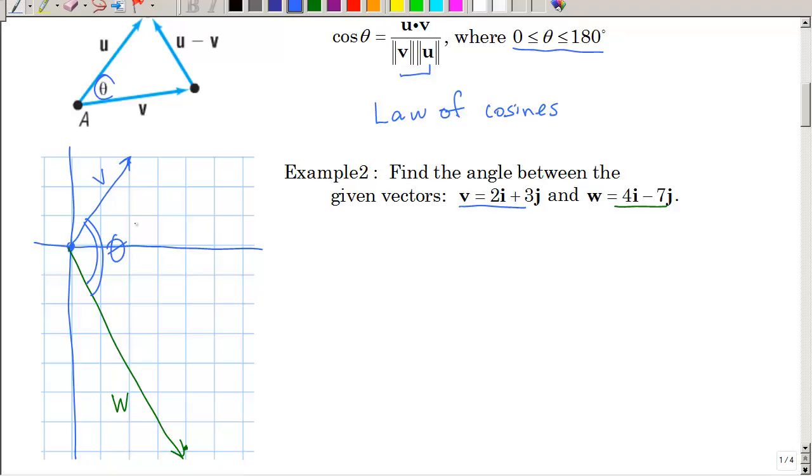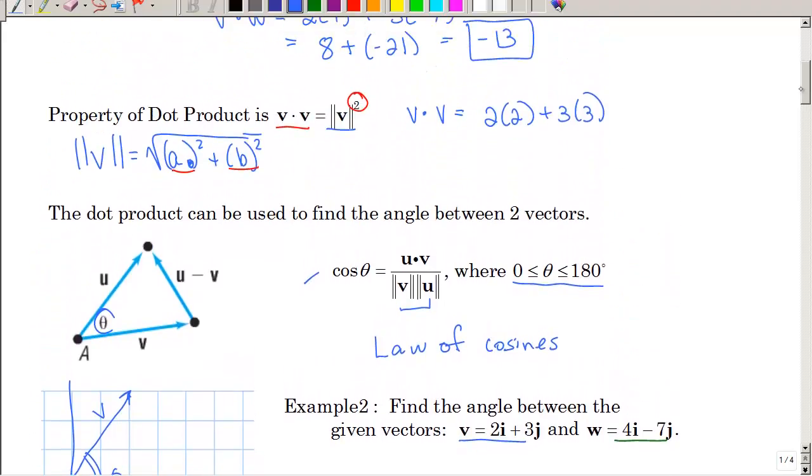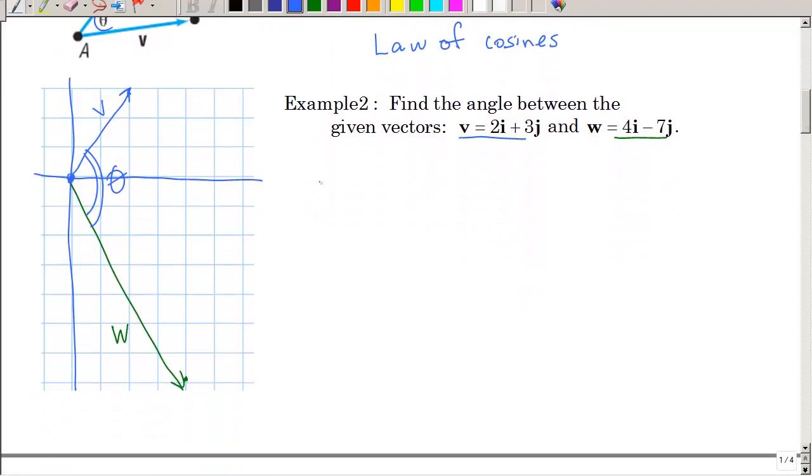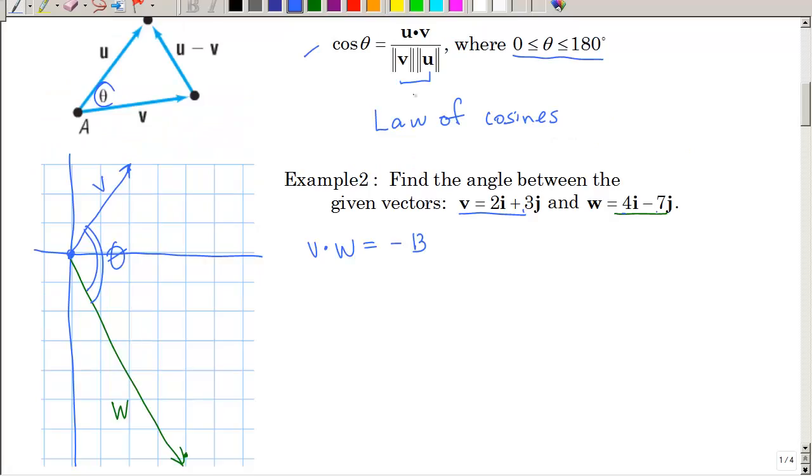So there's a couple of different ways to do it. The easiest way, I think, is to use that formula. So that formula says I need to know their dot product and their magnitudes. Well, we did just find their dot product in the previous example. I believe those are the exact same two vectors, and so v dot w is negative 13. Remember, 2 times 4 is 8. 3 times negative 7 is negative 21. We added those together. I also need to know the magnitude of each vector.